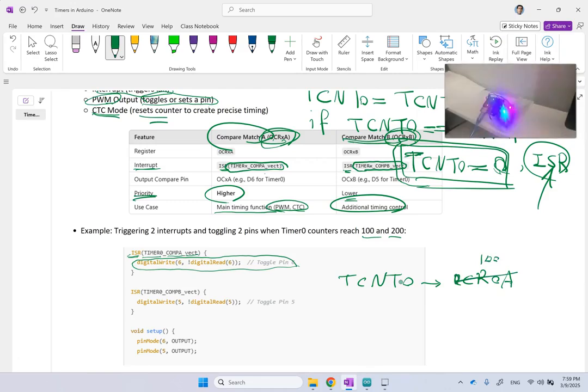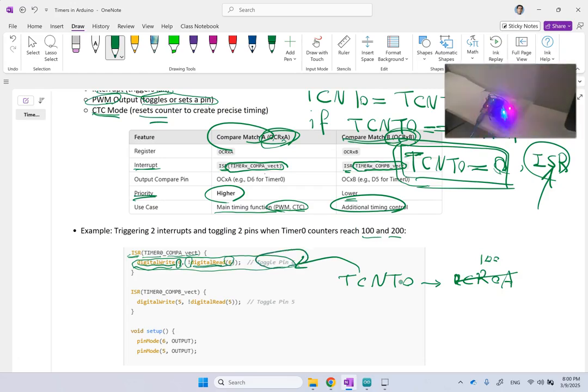When this condition happens, whatever you want to happen physically or in pins, you're going to put it there. What do you want to happen? You go to pin number 6 and digital write on that pin the digital read of pin 6, but with a not. What does that mean? It means toggling.